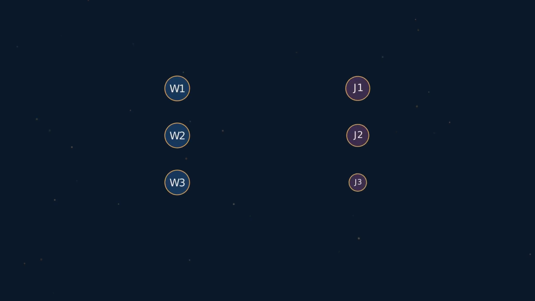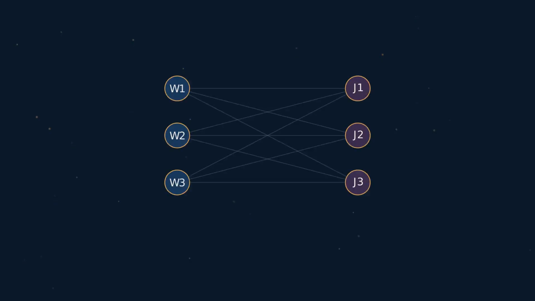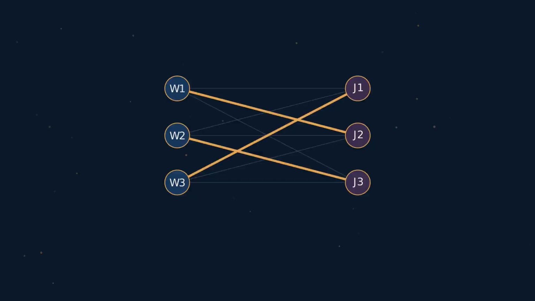3 workers on the left. 3 jobs on the right. Every worker takes exactly 1 job, and every job goes to exactly 1 worker. A solution is just a way of pairing them up. Change who does what, and the total bill changes with it.